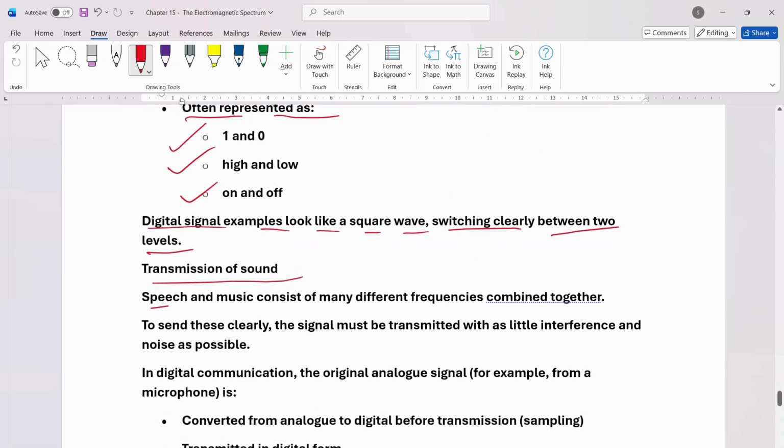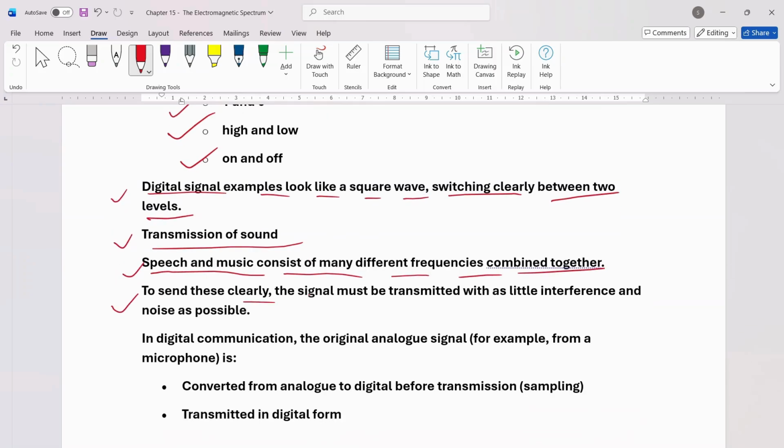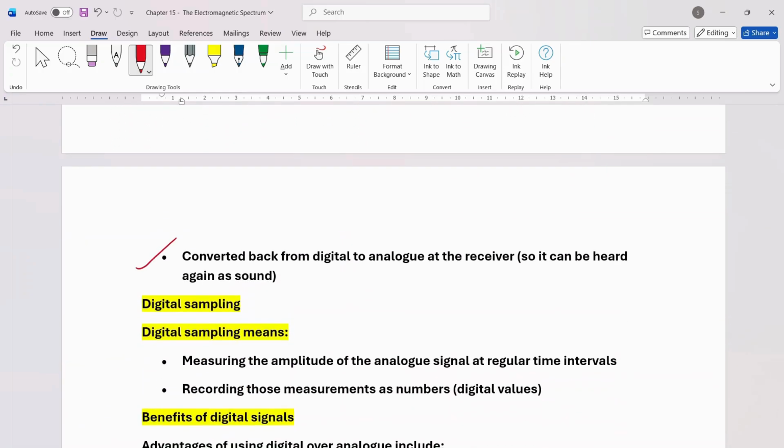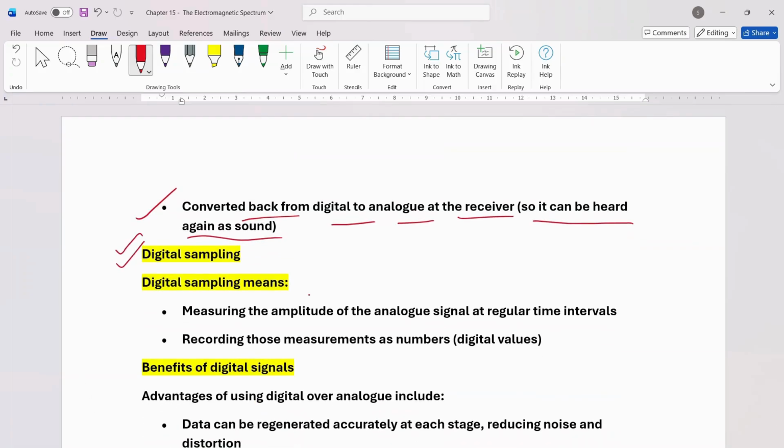Transmission of sound. Speech and music consist of many different frequencies combined together. To send these clearly, the signal must be transmitted with as little interference and noise as possible. In digital communication, the original analog signal, for example from a microphone, is converted from analog to digital before transmission, called sampling, transmitted in digital form, and converted back from digital to analog at the receiver, so it can be heard again as sound.